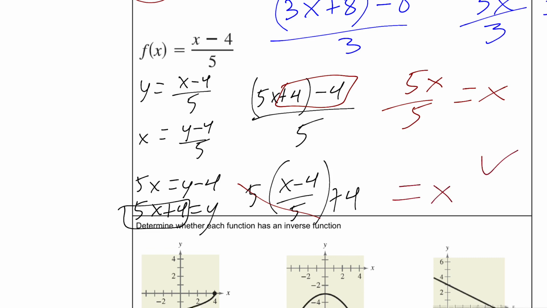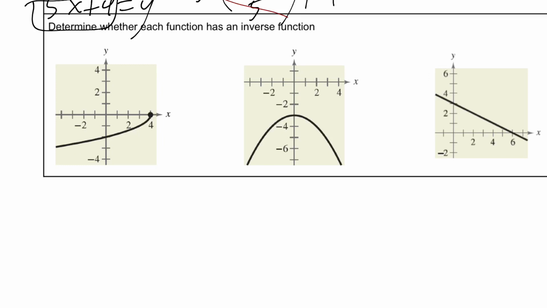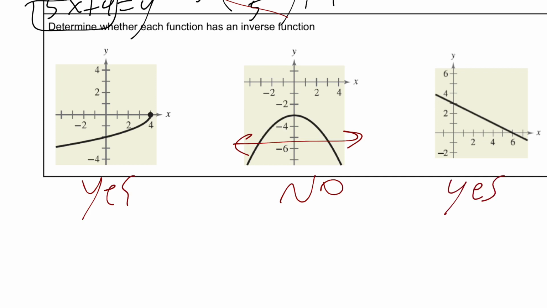Everything checks out here. For this section, all you had to do is the horizontal line test. You can see that this one is a no, and then these two are a yes. You could do it other ways, but the horizontal line test works really well.